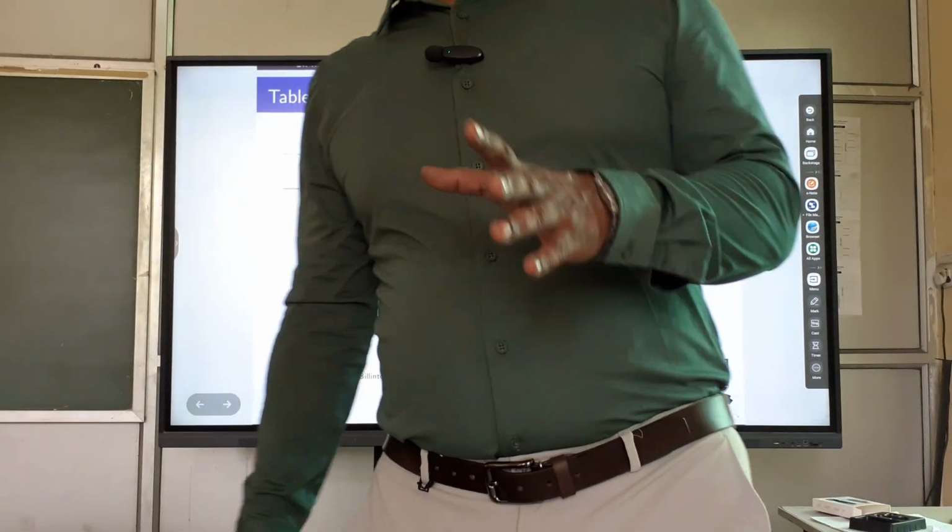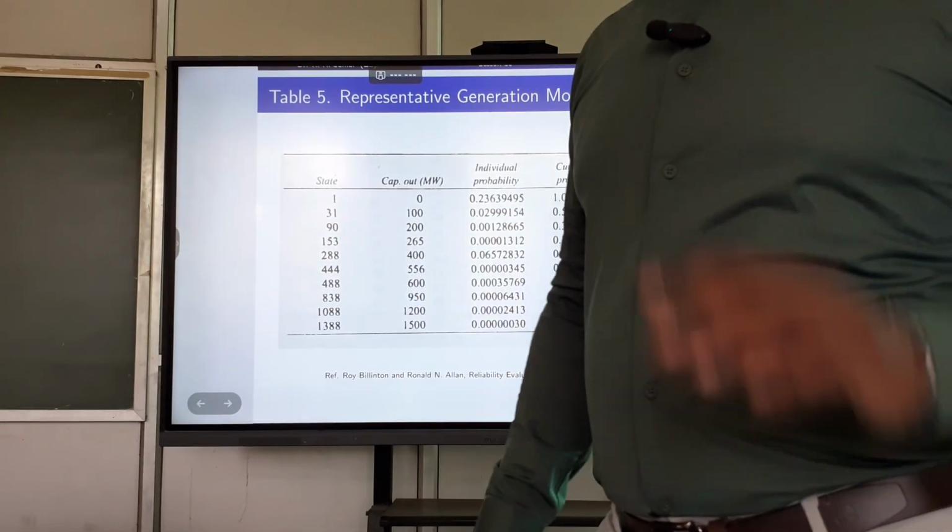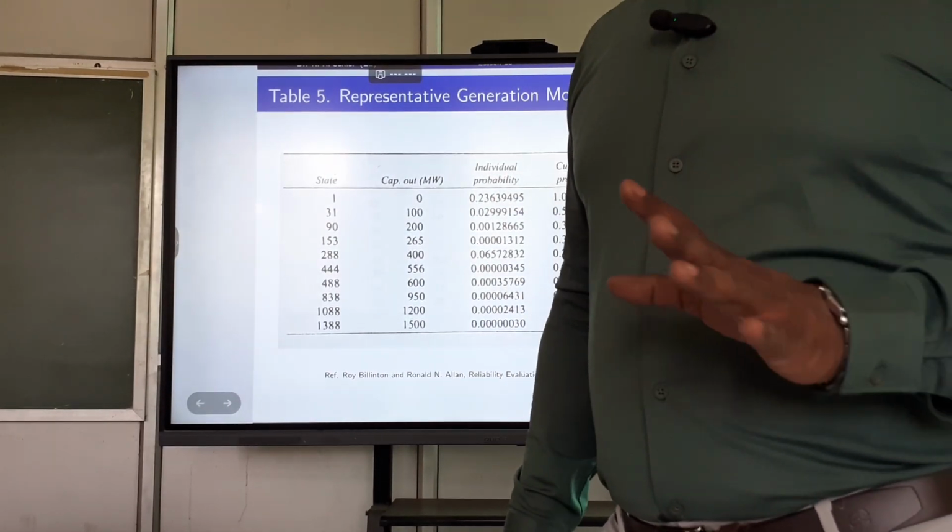Provided you use a digital computer. It cannot be done manually. In the computer you have to do that, but the same concepts you can apply. Raw concepts.